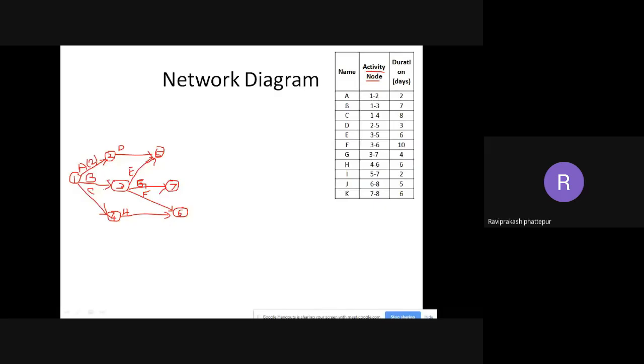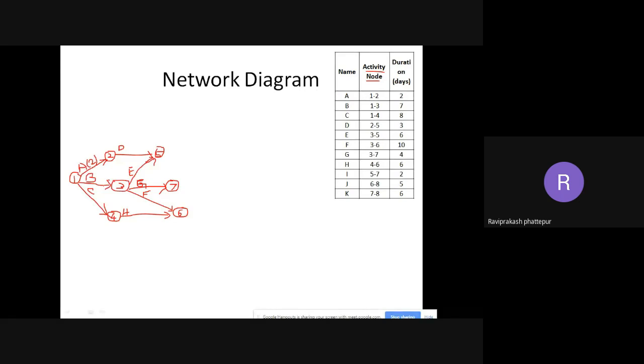Then K is 7 to 8. So 8 is already there, 7 is also there. So 7 to 8 will be my K. Okay. So this is how we are drawing the network diagrams. Here it starts from node 1 to node 8. And the activities are A to K.